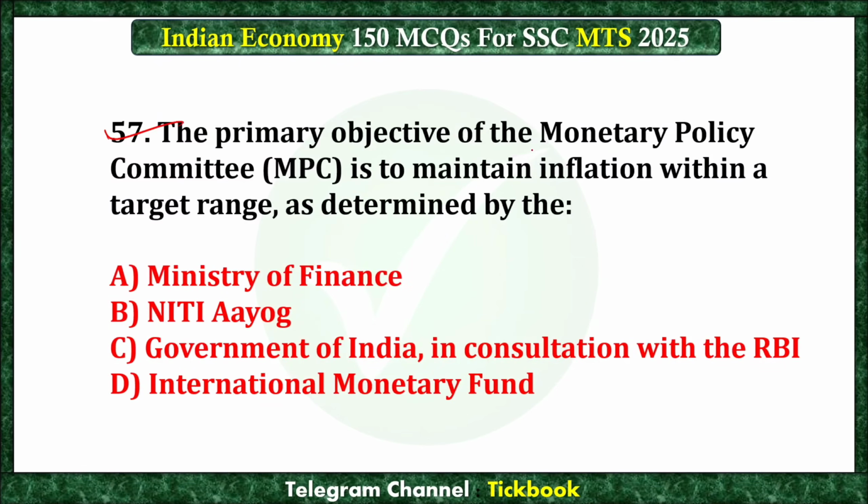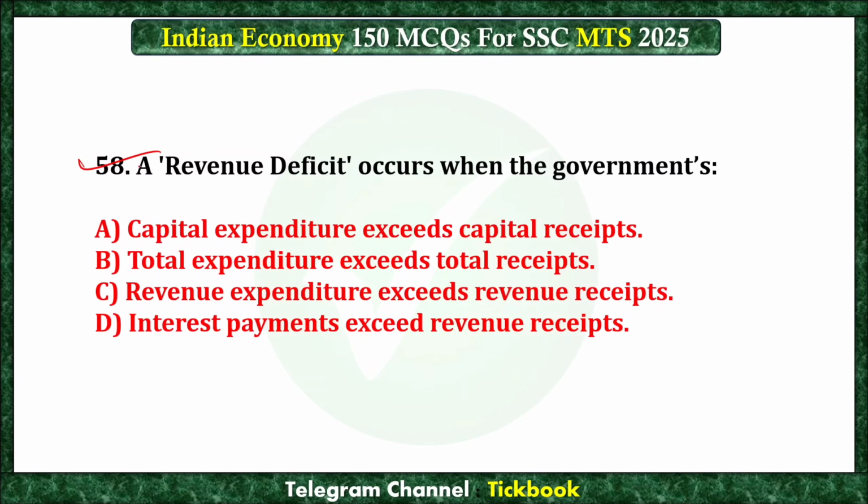57. The primary objective of the monetary policy MPC is to maintain inflation within a target range as determined by the option number C, Government of India in consultation with RBI. 58. A revenue deficit occurs when the government's option number C, revenue expenditure exceeds revenue receipts.